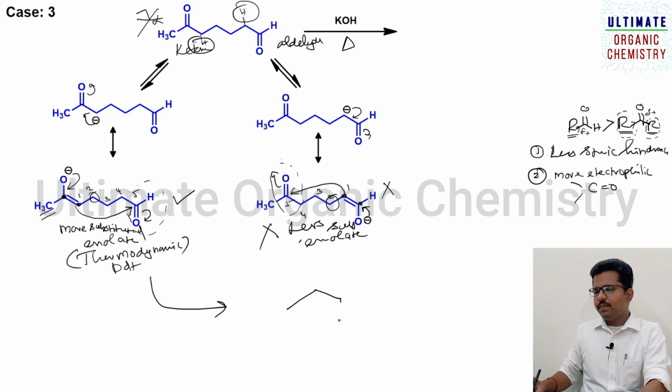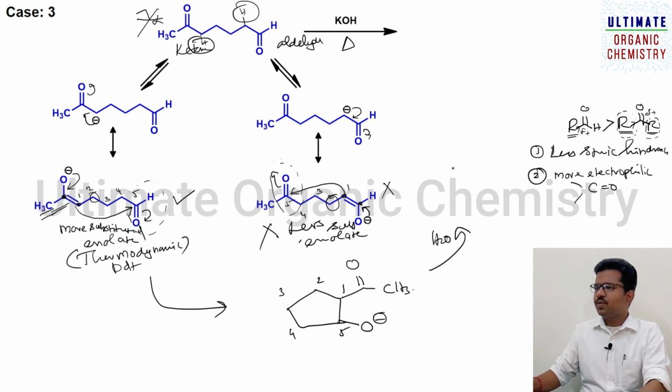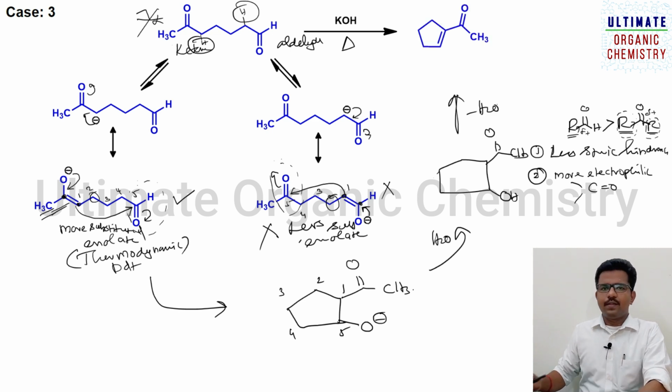You just draw a 5-member ring, and as usual you try to give the numbering 1, 2, 3, 4, 5, and the first position you have this functional group, that is C double bond O, CH3, and the 5th position you have O minus. After protonation with water, it will form OH, and after elimination of water will lead to the formation of this product. So this is about case 3.